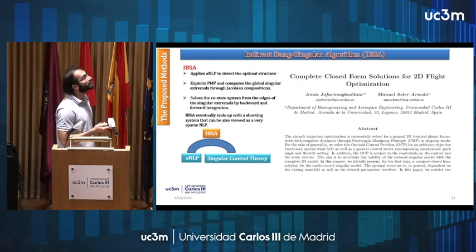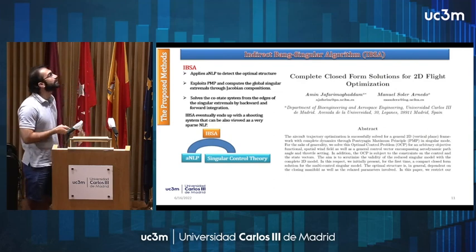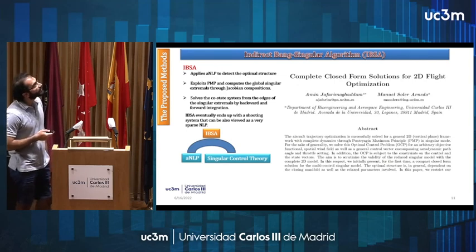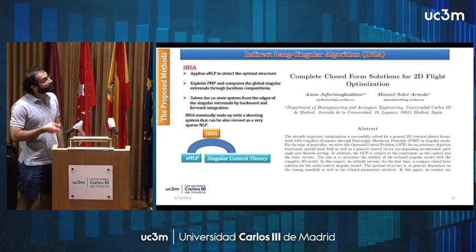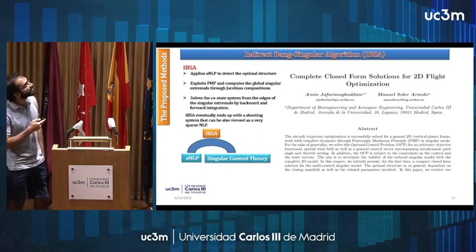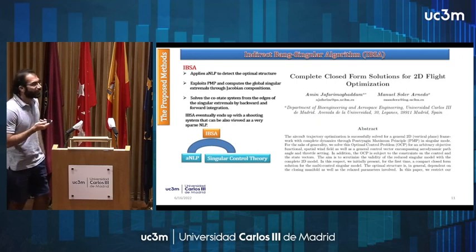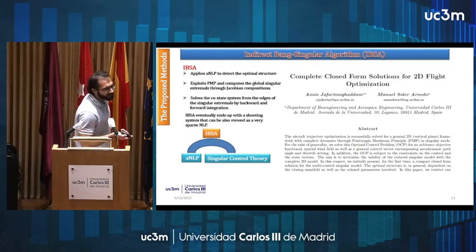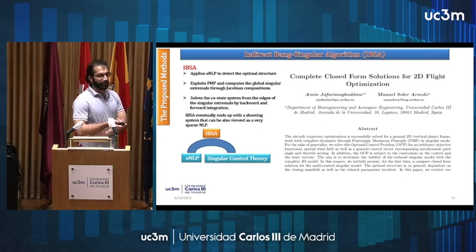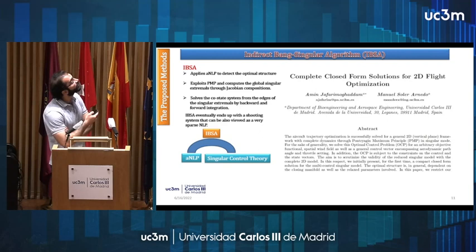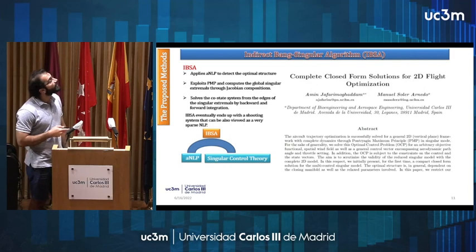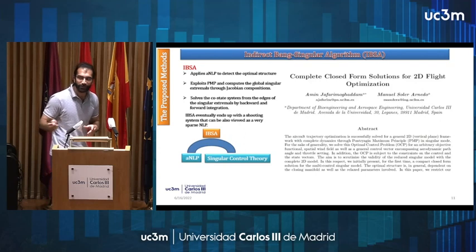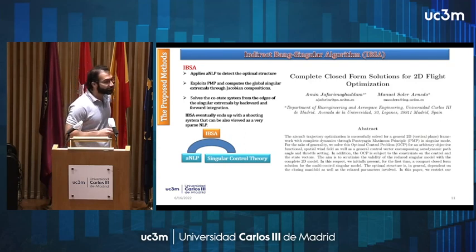It is almost ready, but it needs some more review. We call it IPSA, Indirect Bang Singular Algorithm. We again omit the mathematics behind this algorithm, but it applies ANLP to detect the optimal structure, and then it exploits the Pontryagin maximum principle and computes the global singular extremal in terms of Jacobian composition, which is linked to the Lie bracket notation in mathematics. Then it solves the costate system from the edges of the singular extremal by backward and forward integration.